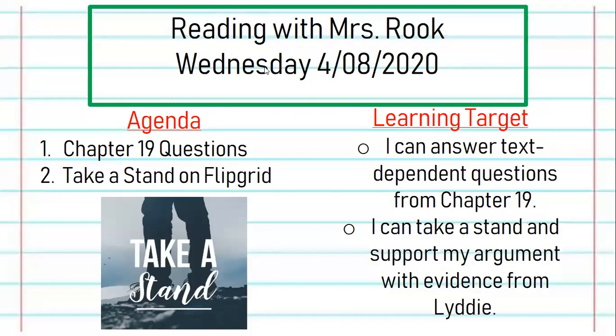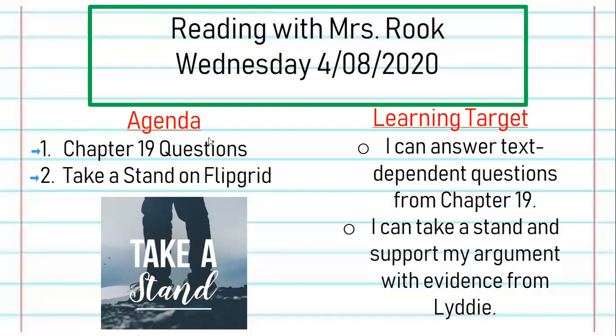There are only going to be two things for reading that you need to do today. So the first thing on our agenda today, Wednesday, is chapter 19 questions. Just like you did chapter 18 questions, there's going to be 5 questions you need to answer for chapter 19. And then on Flipgrid, we're going to do an activity called Take a Stand.